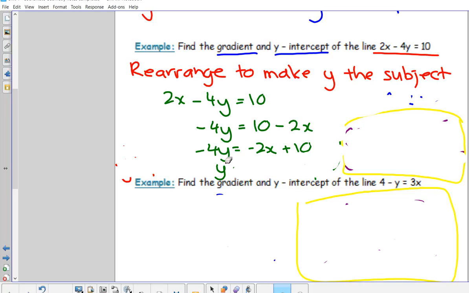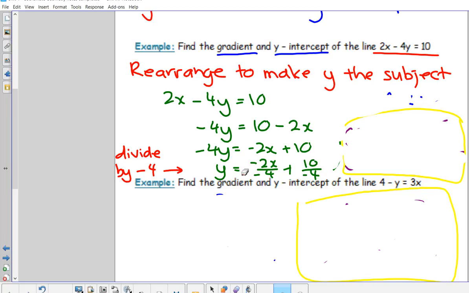Now what I'm doing is dividing both sides by negative 4. So let's make a little instruction: divide both sides by negative 4. This side, divided by negative 4, just becomes y because the negative 4s cancel out. This side, divided by negative 4, you can write as negative 2x plus 10 all over negative 4. I don't have much space, so I'm breaking it up already. You can separately divide each term by negative 4, so I'm doing this term divided by negative 4 plus this term divided by negative 4.